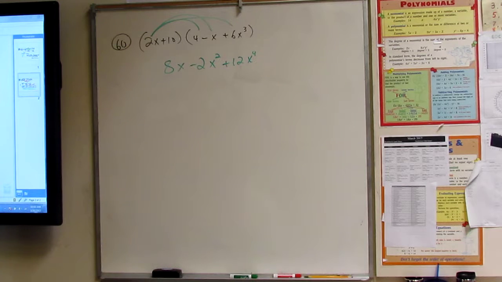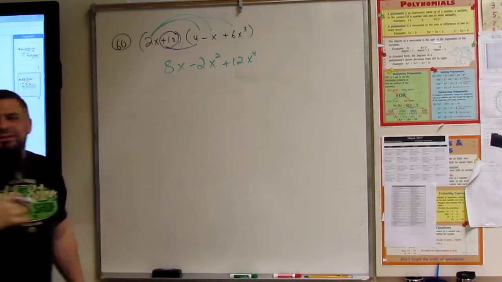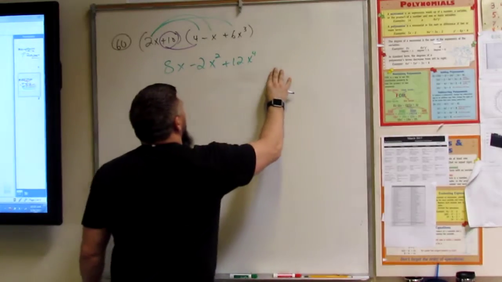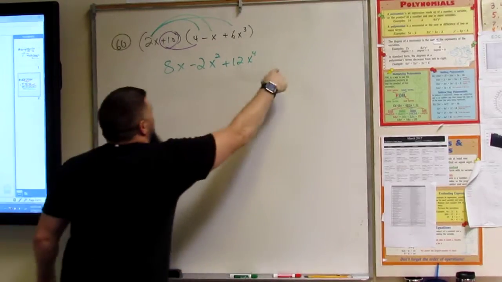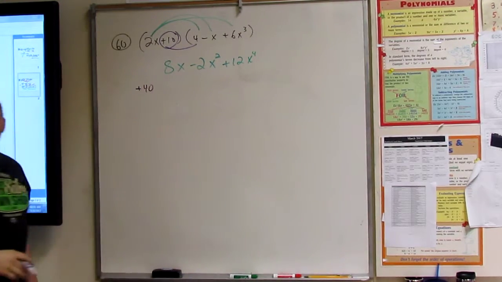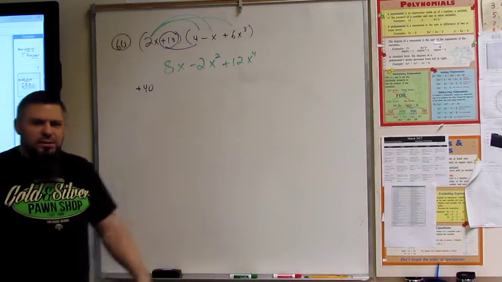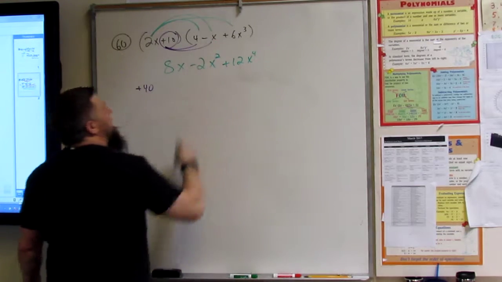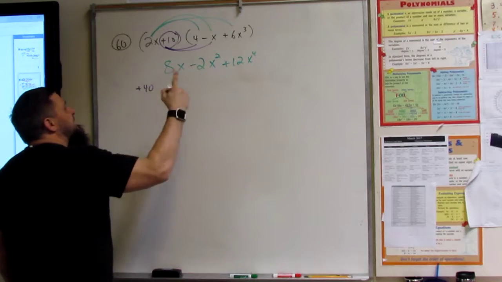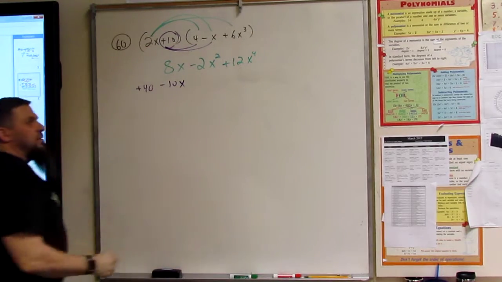Alright, now I'm going to change my color, because I'm moving on to the next section. I'm going to take this guy times this. So what's 10 times 4? 40. Do I have one with no x's? No, so I'm just going to put that on this side. Plus 40. I'm not going to put it underneath another one of these because it doesn't belong. Does that make sense? Okay. Now I'm going to go 10 times negative x. Negative 10. And how many x's? 1x. So I'm going to put it in the x column, negative 10.